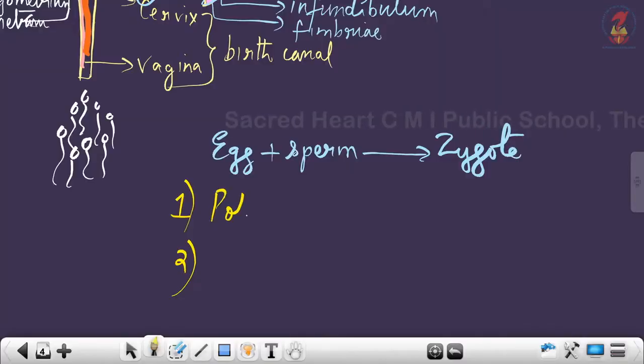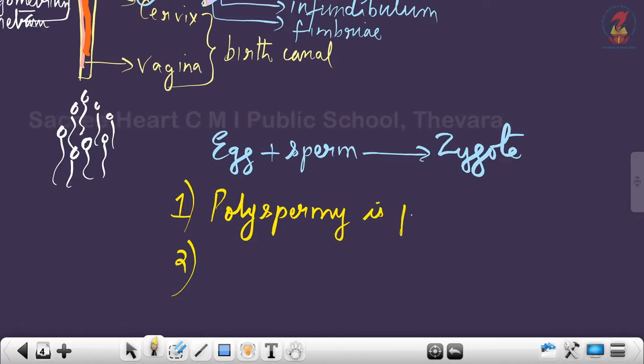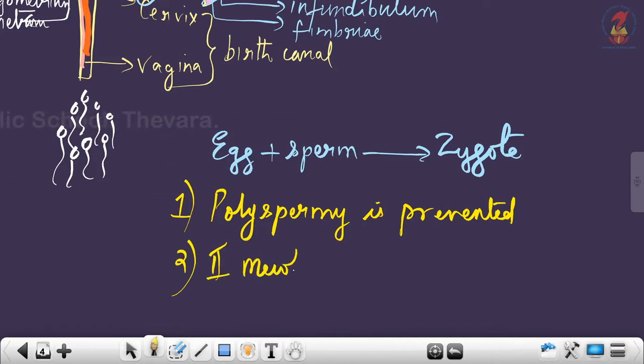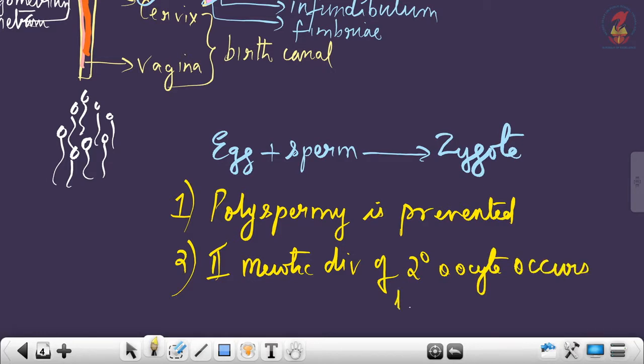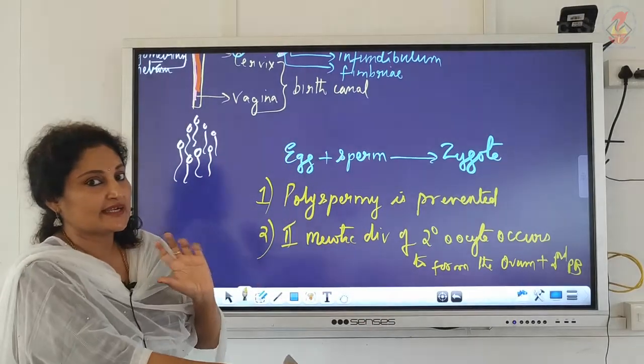One, polyspermy is prevented, and two, the second meiotic division of the secondary oocyte occurs to form the egg and second polar body. I told you that the ovum is formed in adult reproductive life.